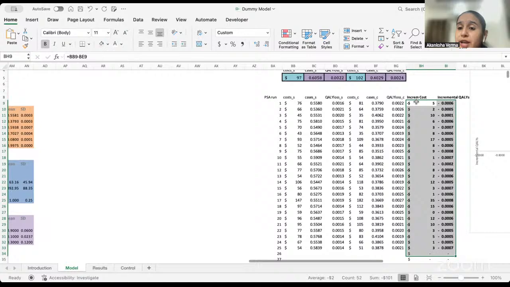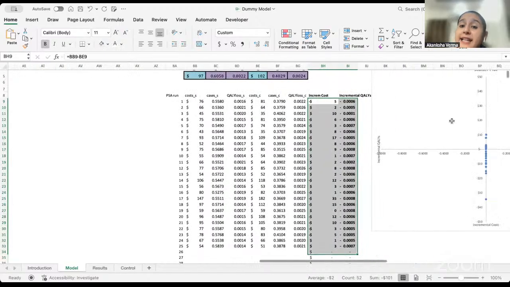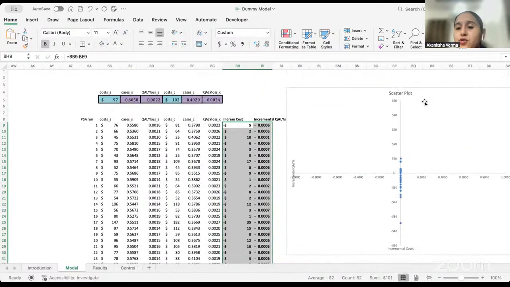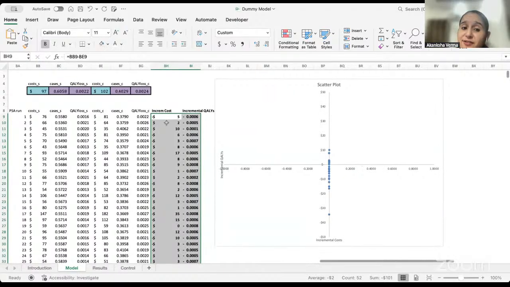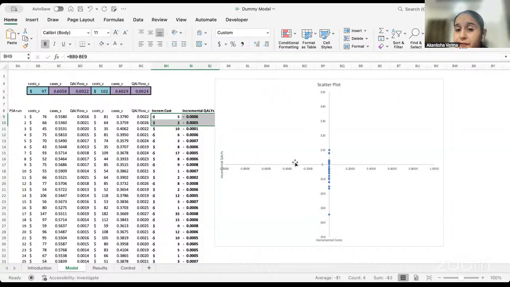Once you get these results, it will calculate the incremental cost and incremental QALYs, and then you plot these values on your scatter plot, the plot which we discussed yesterday. Each value is plotted on this graph. What is a scatter plot? You have incremental QALYs on your x-axis and incremental cost on your y-axis, and you plot your PSA results on this graph.